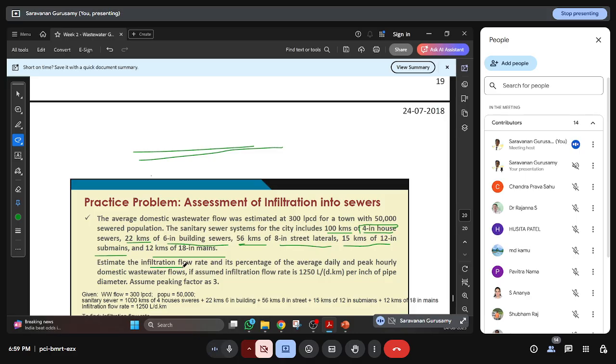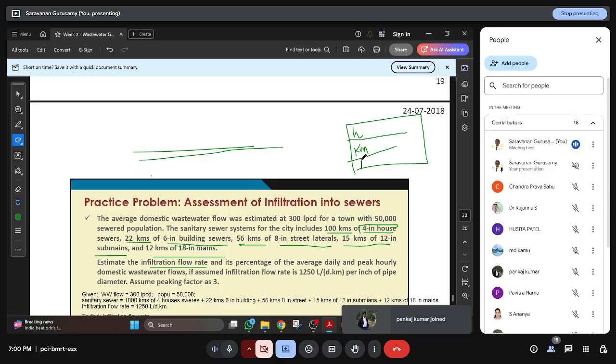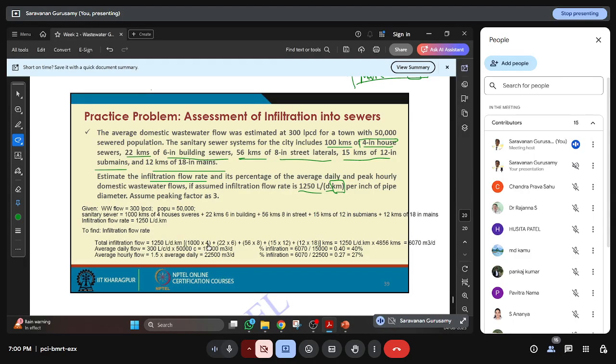What they are asking is, estimate the infiltration flow rate. So how to find the infiltration flow rate? We have different tables, right? If you know the area in hectares, or the kilometers of sewer lines, or the manhole numbers, you can take the average from the table and multiply. Here they have given the kilometers of sewer line and the value also: 1250 liters of infiltration per day per kilometer of sewer line. So I know the total kilometers: 100 into 4, 22 into 6, 56 into 8, 15 into 12, and 12 into 8 will give me total kilometers. That is 4856 kilometers, and per kilometer 1250 liters per day. I converted 1000 liters into meter cube, so 6070 meter cube per day.